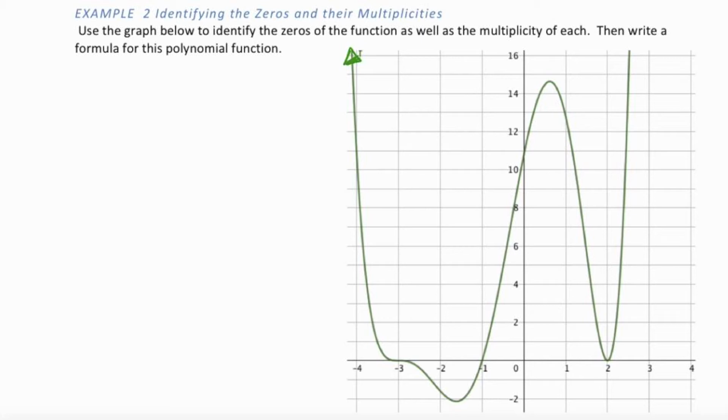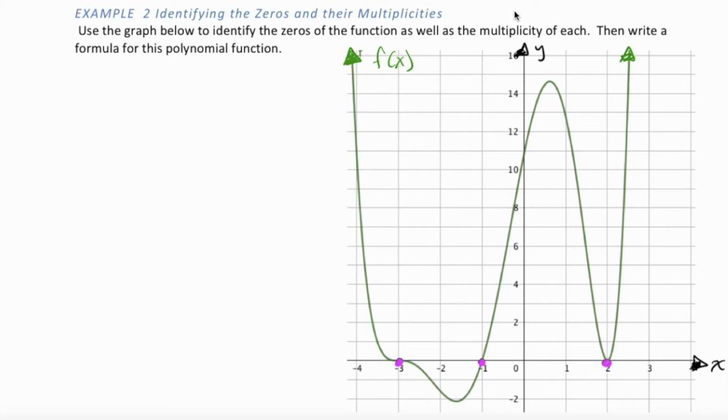So let's say this is our graph of f of x, and it's going off infinitely in either direction. Of course, here is our y-axis, and here is our x-axis. Let's mark off some key points here. Where does this cross the x-axis? I see it here, here, and here. Now, what are the multiplicities of these zeros?